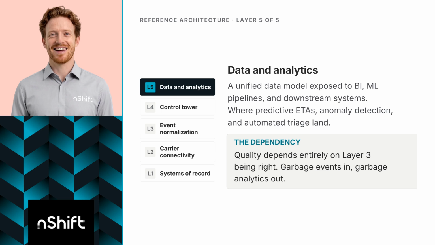Layer 5 is data and analytics. A unified data model exposed to BI tools, ML pipelines, and downstream systems. This is also where AI capabilities increasingly land. Predictive ETAs, anomaly detection, and automated exception triage. The quality of this layer depends entirely on Layer 3 being right. Garbage events in, garbage analytics out.